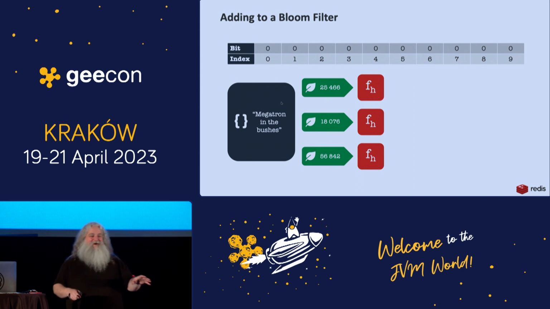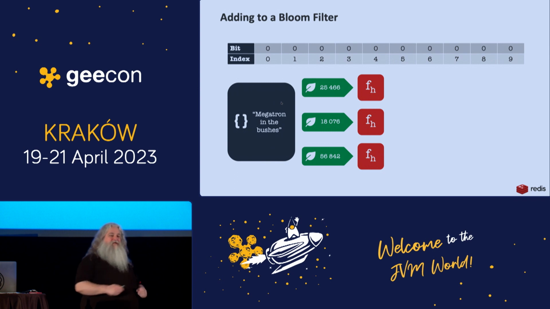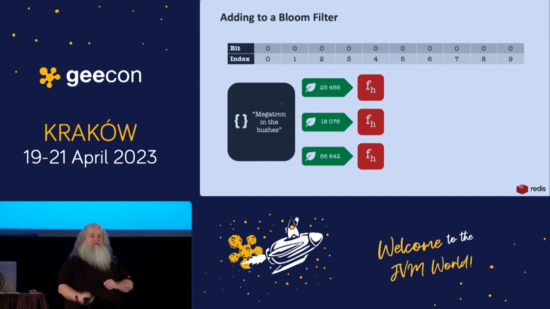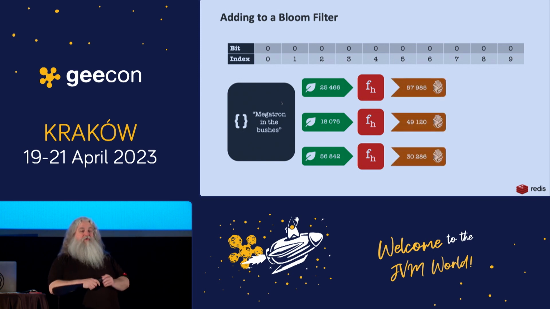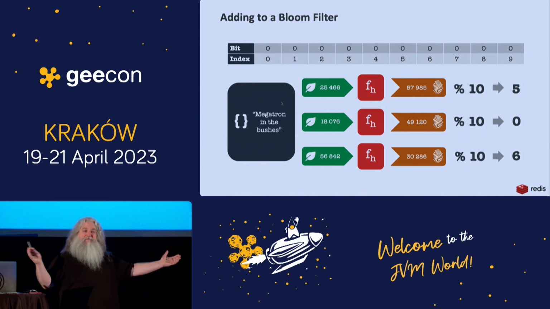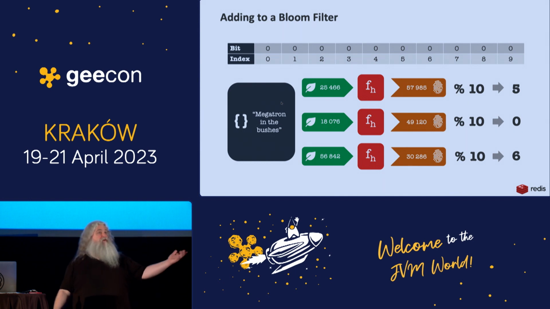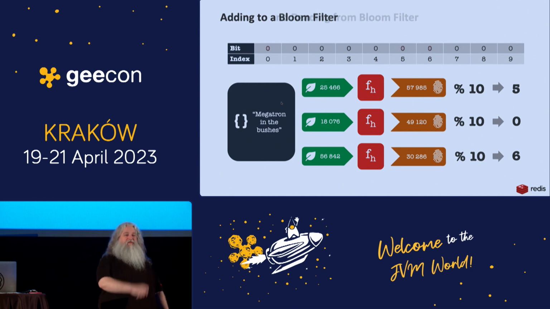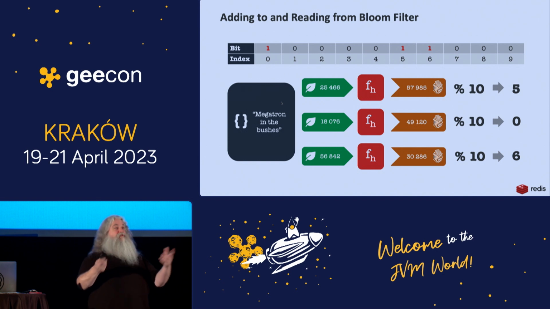So anyhow, what we want to do is add this story to the Bloom filter to see if we've heard it before or not. So we're going to put Megatron in the Bushes into the Bloom filter. We run that string through our hashing functions, and this will give us a hash value, a unique one for each function. Then we take the modulus of that with the width of our Bloom filter, and that will give us an index. Wherever we get indices, we put a 1 there. Here we got 5, 0, and 6, so we put a 1 in position 5, position 6, and position 0.